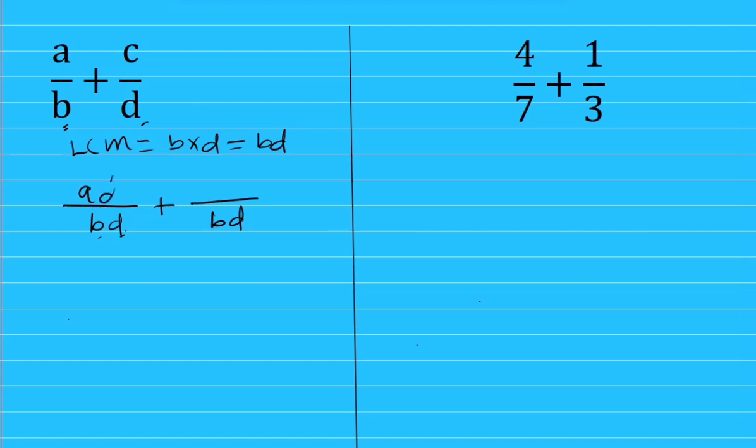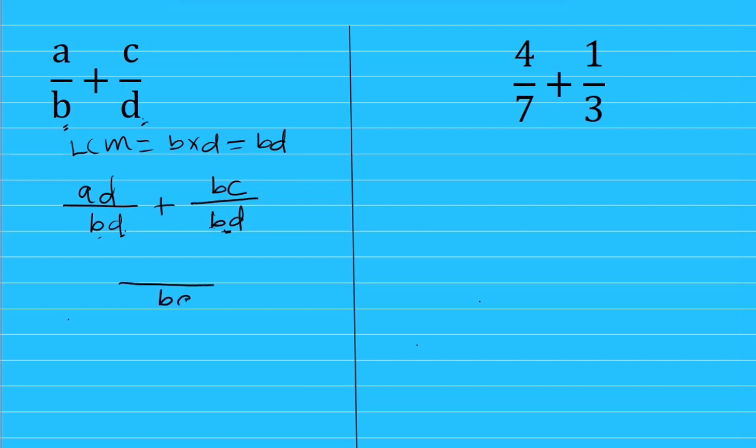Similarly, when you compare the new denominator here, the common denominator, which is BD, compared with this, it means D here is being multiplied by B. So we do the same thing here. You multiply the numerator there by B. Yes, so we now have a common denominator, BD.